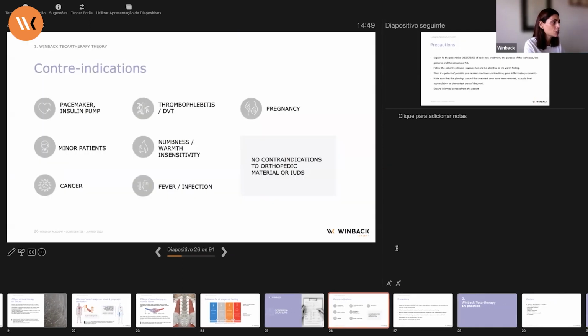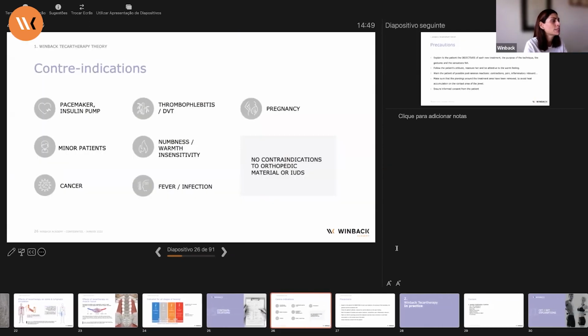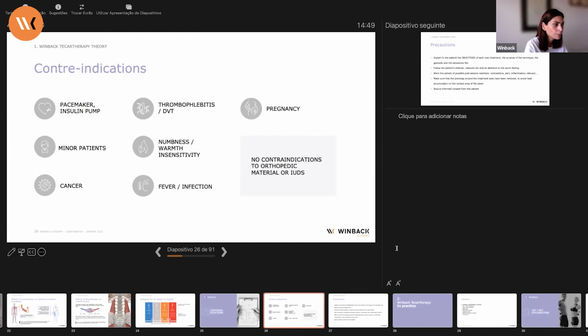The contraindications of the Winback are the pacemaker or insulin pump, thrombophlebitis, and pregnancy. In minor patients, when you have the growth cartilage, you don't work on it. Where you have numbness or warm insensibility, in all cases where you have trouble with sensibility, you don't work on it.